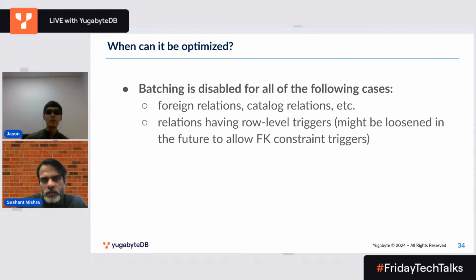Also, relations having row level triggers, like before insert or after insert or instead of insert. But since foreign key constraints are also related with triggers, and that's a common use case, then we might try to allow that in the future.